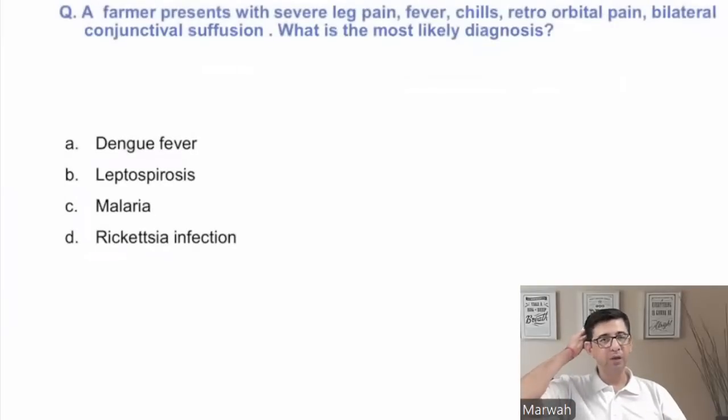Moving to the next one, this was a patient who was having severe leg pain, fever, chills, retroorbital pain, and conjunctival suffusion. I just want to confirm whether these two words were there, severe leg pain and conjunctival suffusion, because I initially thought the question is on dengue fever. But then these two words were very vocal, leg pain, or I think it was leg pain or back pain, I'm not sure. So let me know. And the conjunctival suffusion term was given.